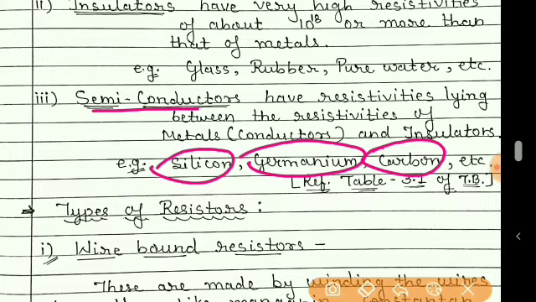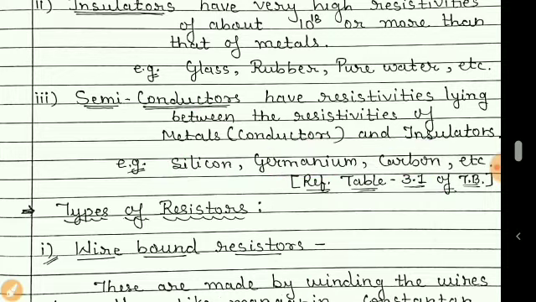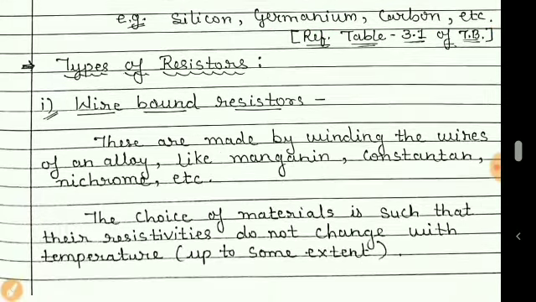Now students, these conductors, insulators and semiconductors, their resistivities are given in table 3.1 of your textbook. So simply go through it, no need to remember the values. Now about types of resistors.